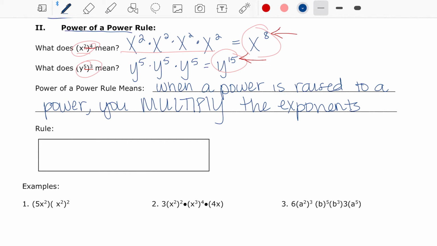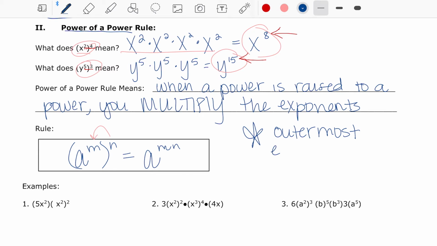So our algebraic rule is any base a raised to the power of m. If you take that and then raise it to a power of n, the simplified version is actually the same base of a to the power of m times n. I want you to almost think of it like it distributes in. So that exponent distributes in and multiplies with all of the exponents inside of the parentheses. And when we solve these problems, we have to deal with the outermost exponents first. Outermost exponents first. That's going to be important to remember.